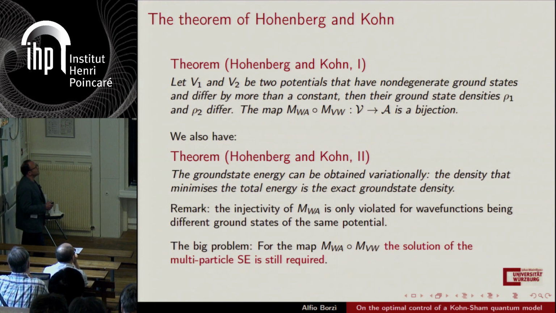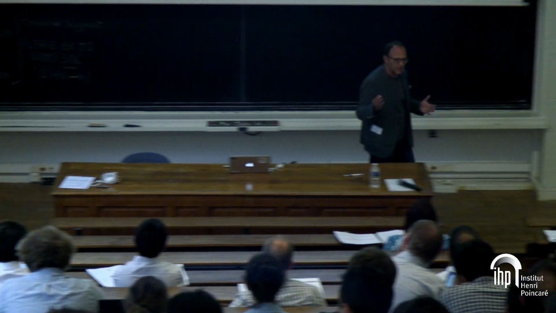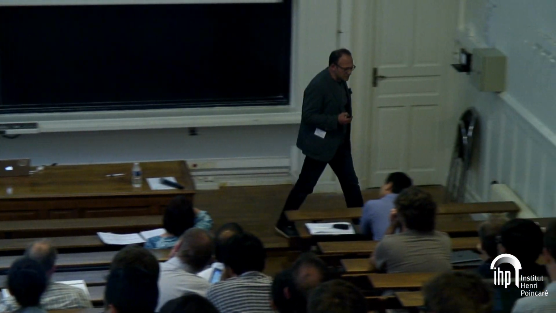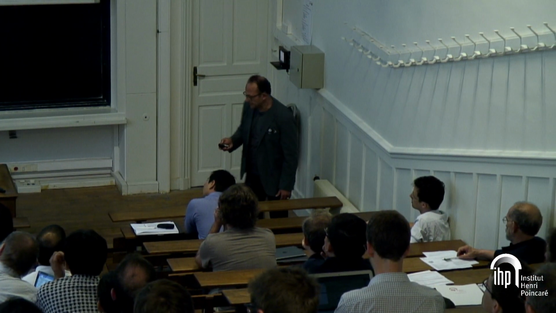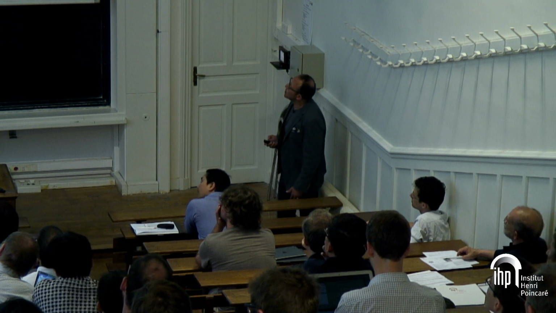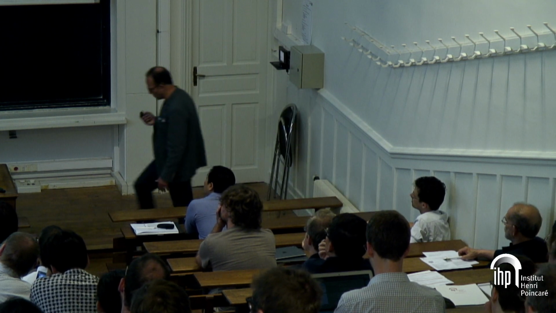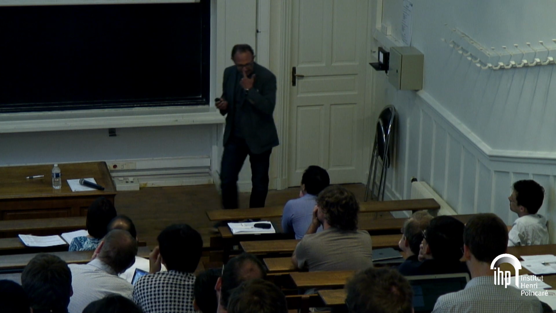The problem in this framework is that we still have to compute the Schrödinger equation, because I have to construct a map. And this is where the revolution comes, due to Kohn and Sham. Kohn won the Nobel Prize for this, no?